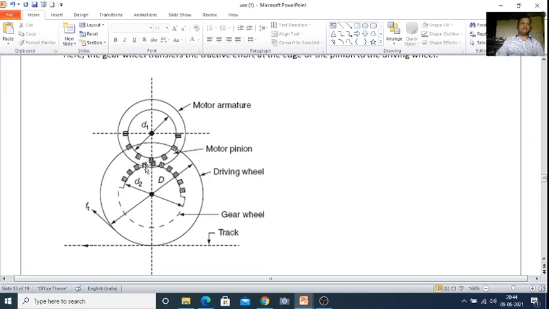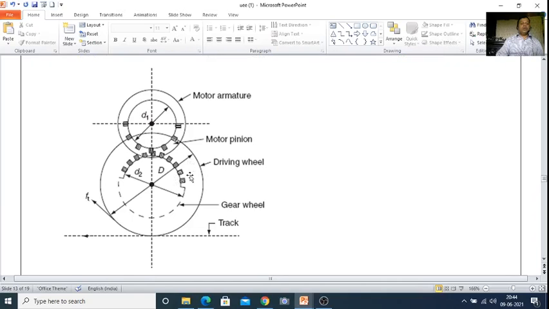When the motor is moving, the wheel also moves according to the circular motion of the motor armature, and this driving wheel also changes its speed. If you want to increase the speed, the gear wheel also changes. When the gears are changed, the speed also changes depending upon the motor's circular motion. So this is a track, and this will let you move the wheel with the help of the motor.